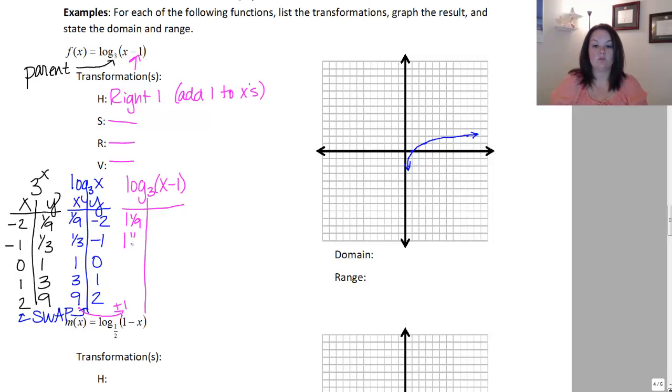1/3 plus 1 is 1 1/3. 1 plus 1 is 2, 3 plus 1 is 4, and 9 plus 1 is 10. My y's stay the same. So -2, -1, 0, 1, and 2.